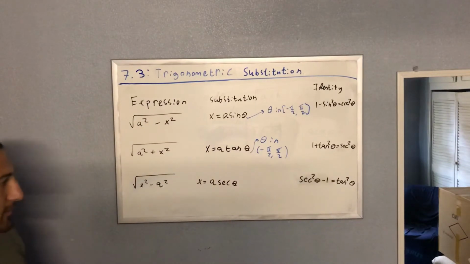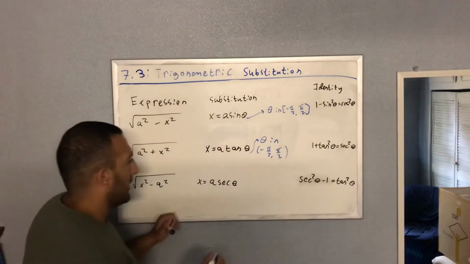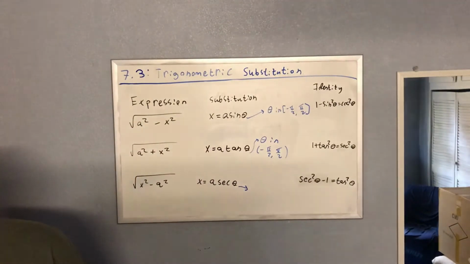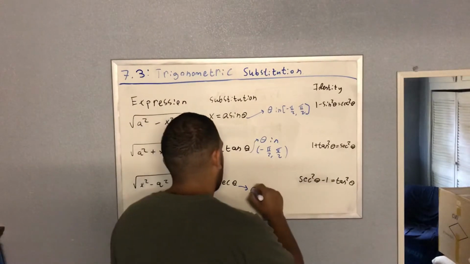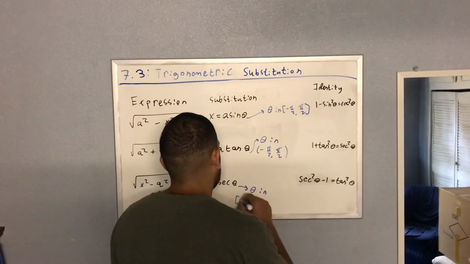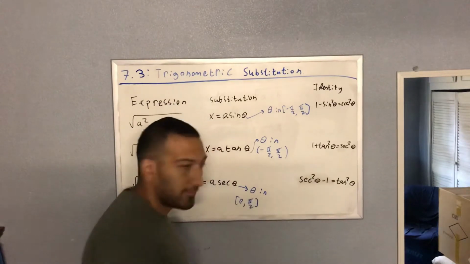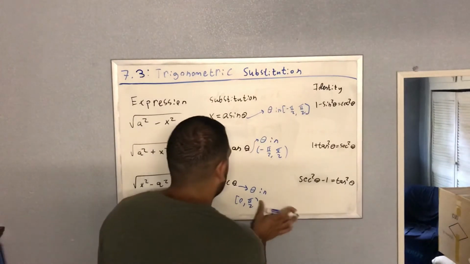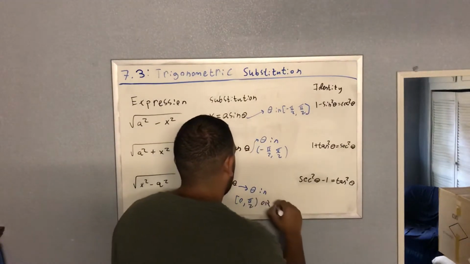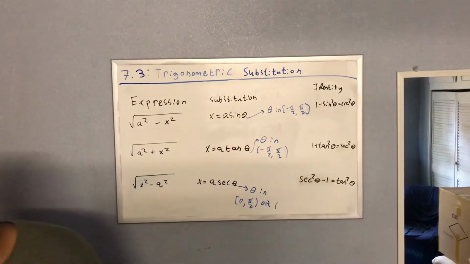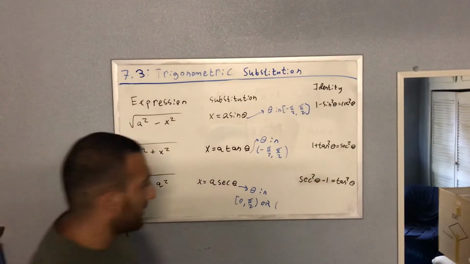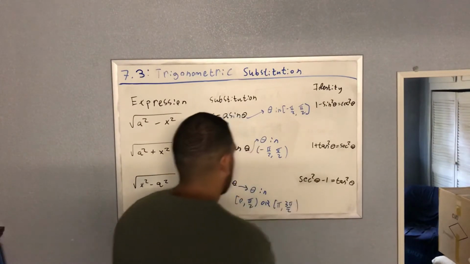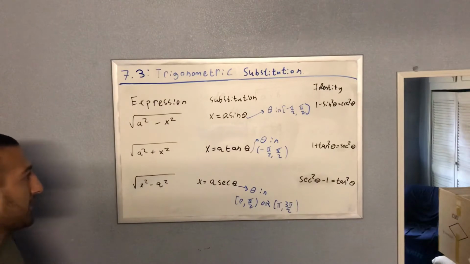And then we didn't talk about this too explicitly, but remember the inverse secant function is defined in two different ranges. Theta is either between 0 and pi over 2, where this pi over 2 is not included, or pi to 3 pi over 2. Okay, so that's the condition on theta in this case.